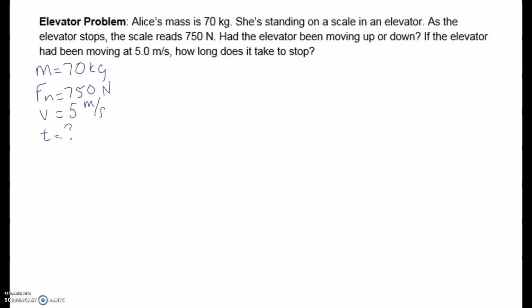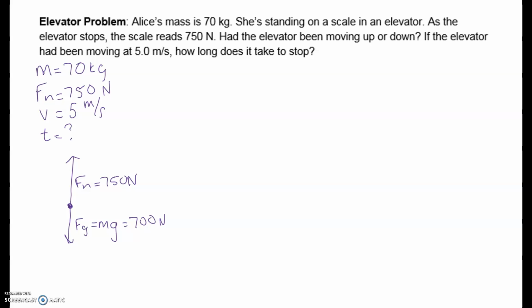All right, in an elevator problem, our first instinct should always be drawing a free body diagram. So here is the person in our elevator, or we can just say the elevator itself, or the scale, it doesn't really matter. Acting on the person in the elevator, the person always has the force of gravity acting on them, pointing straight down. The force of gravity is mg, where mass is 70 kilograms, so it's about 700 newtons. I'll use 10 meters per second squared for g. That's pointing straight down. The other force is the normal force, the force of the scale on the person, and that's pointing straight up. I drew that bigger because we see that value is 750 newtons.